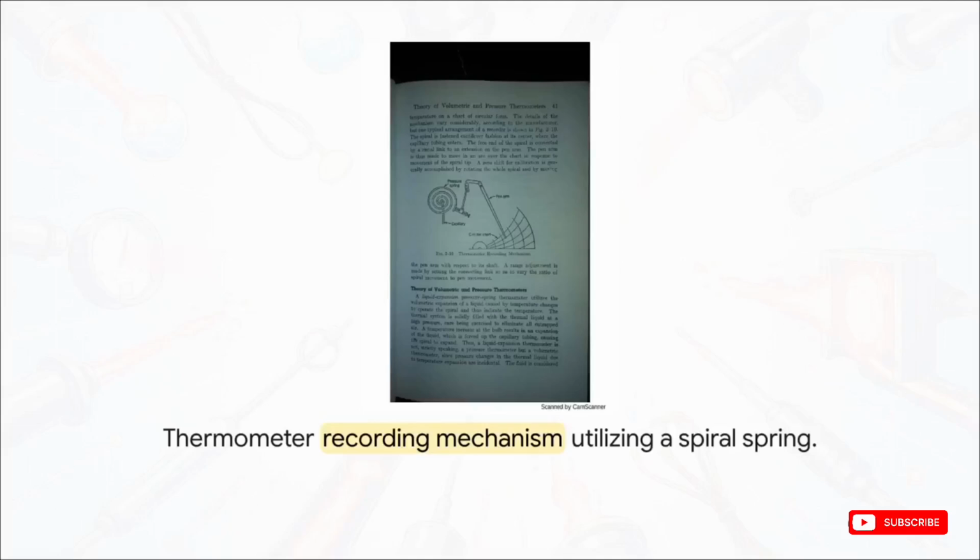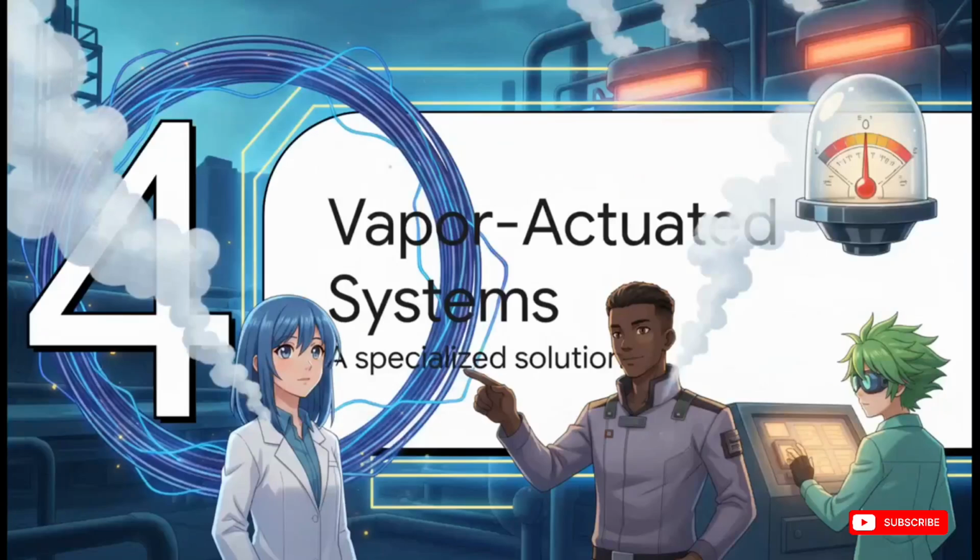This sweeps the pen in a wide arc across a circular chart, recording the temperature continuously. It's a beautifully simple, purely mechanical translation of thermal energy into readable data. All right, let's shift gears to Chapter 4, hitting syllabus topic 2.3, vapor-actuated thermometers.